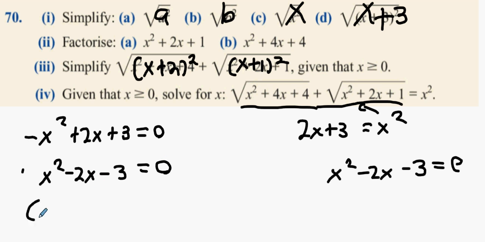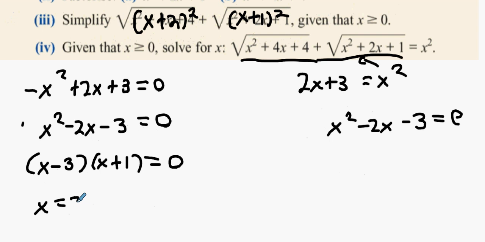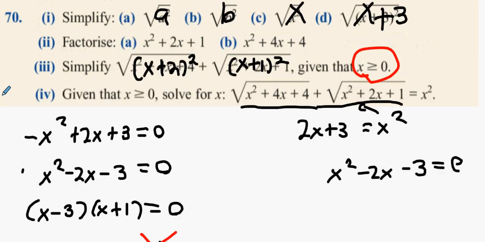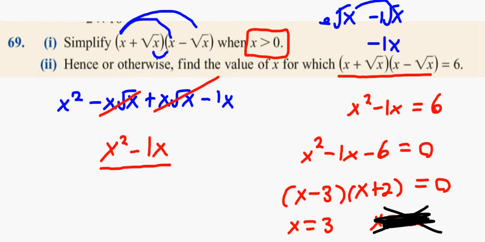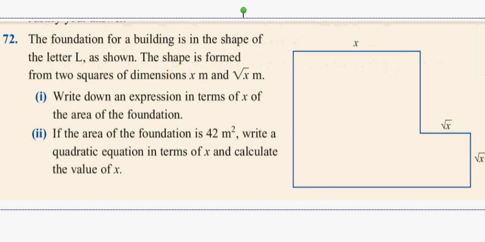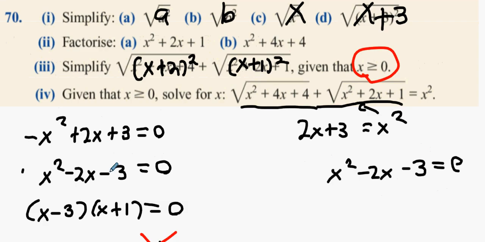Two numbers that multiply to give you -3 but add to give you -2. There's your two answers. X equals 3, X equals -1. Which one's not allowed? -1. Not allowed. Okay. You guys can try that later. Alright.